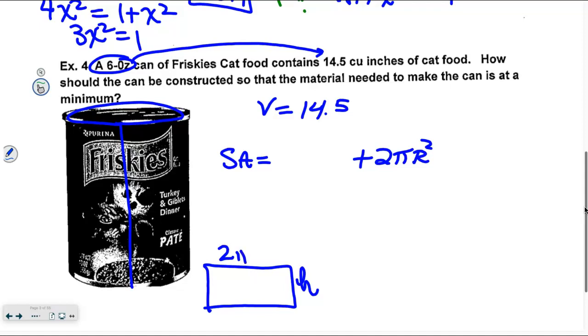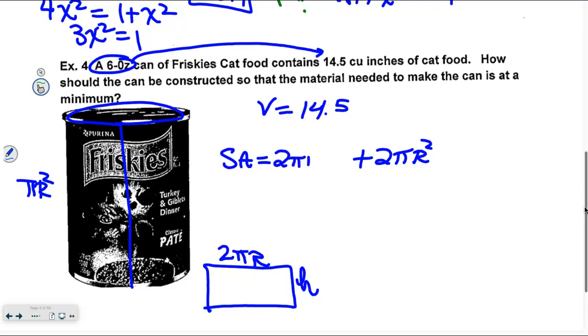2 pi what? R. Interesting that that's the derivative of the area. It's not only interesting, it's not a fluke. There's a mathematical reason for that. The derivative of the area with respect to r is 2 pi r, the circumference. Pretty cool. Anywho, let's go right then on here.